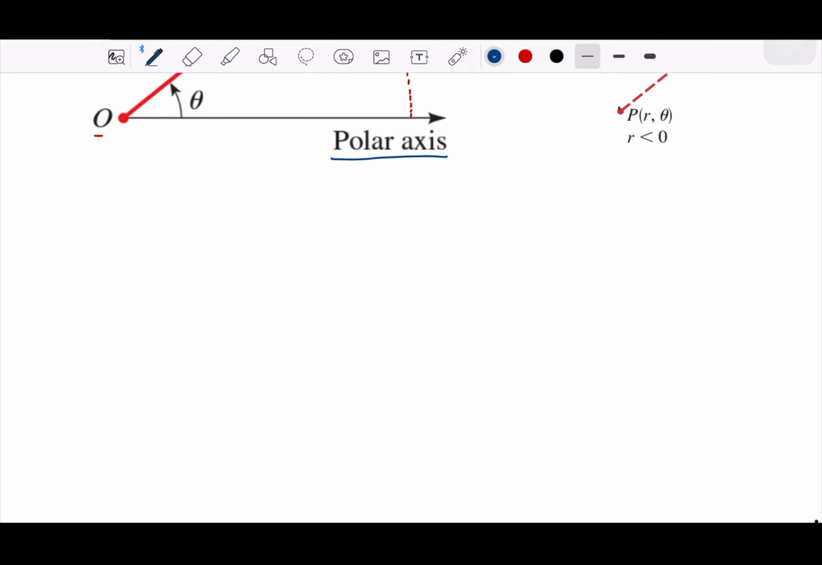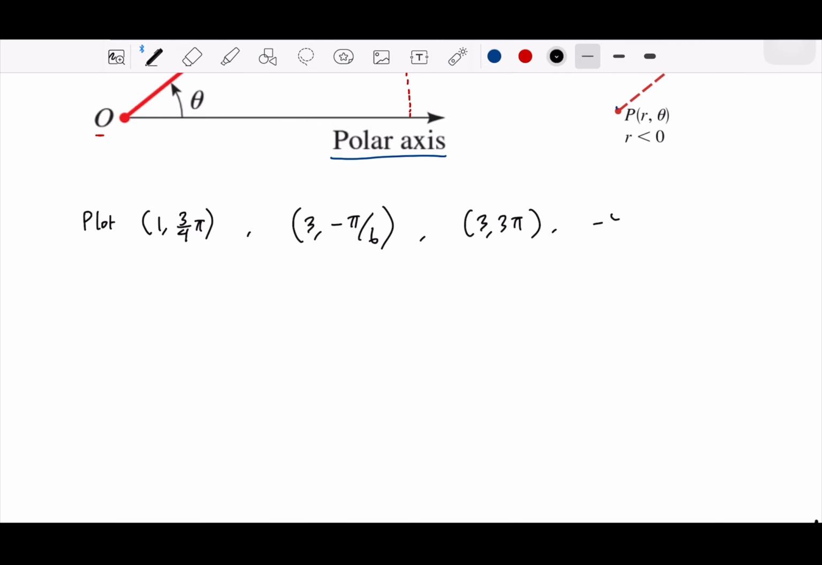Now let's try to plot some polar coordinates. For example, we are going to plot the coordinates (1, 3 over 4 pi), and then (3, minus pi over 6), and then (3, 3 pi), and (minus 4, pi over 4). If you want to take your time to understand, you can pause the video and try by yourself and try to imagine how it looks.